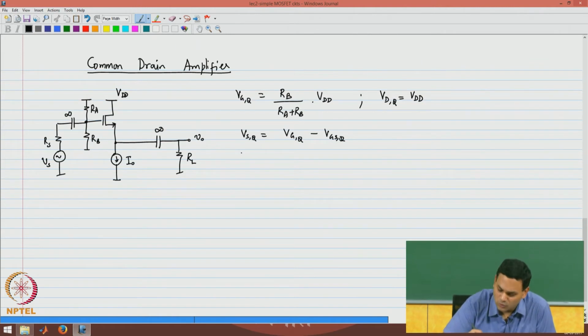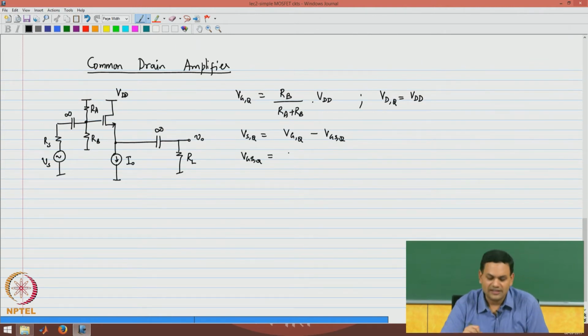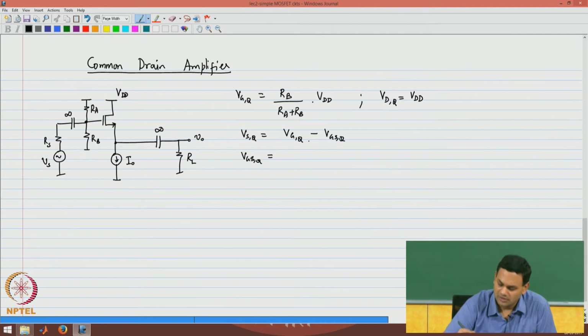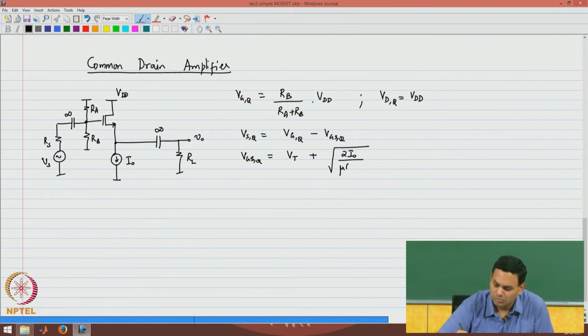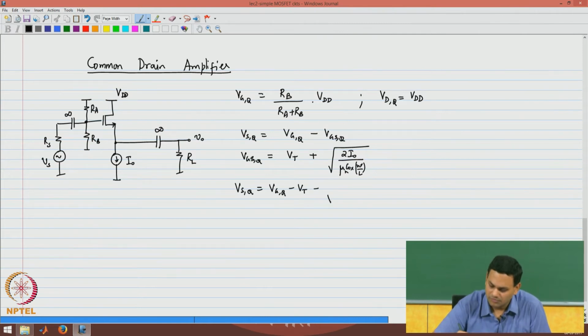So, then the next question is, what is this gate source quiescent voltage? This is now a function of the bias current through the transistor, which has to be equal to I naught, and therefore, this gate source voltage can be written as Vt plus root of 2 I naught over mu n Cox W over L. I have derived this last equation purely from the device current voltage characteristics, and therefore, the quiescent voltage is this expression.